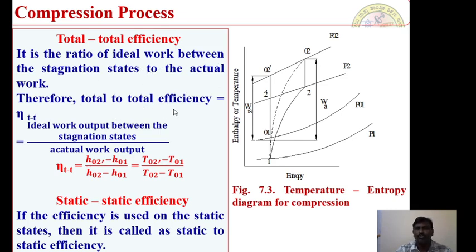Okay. Therefore, total to total efficiency is the reverse of the total to total efficiency of an expansion process. That's all. It is the ideal work output between the stagnation states to the actual work output. When you define this, it is H02 dash minus H01 divided by H02 minus H01. Very, very important concept. You just see this, even the process will be reversed here also.